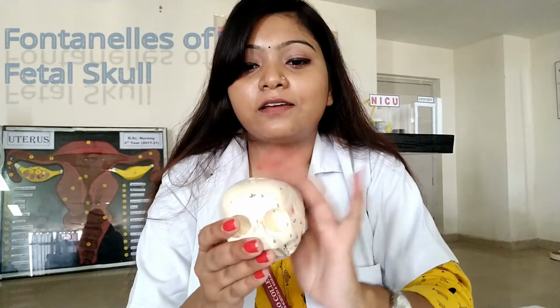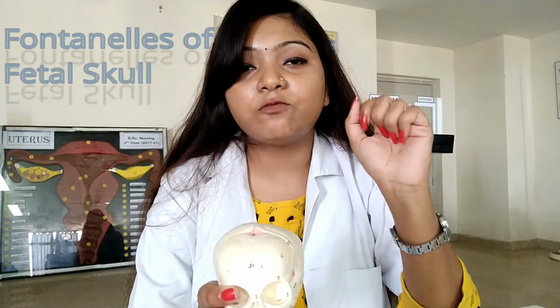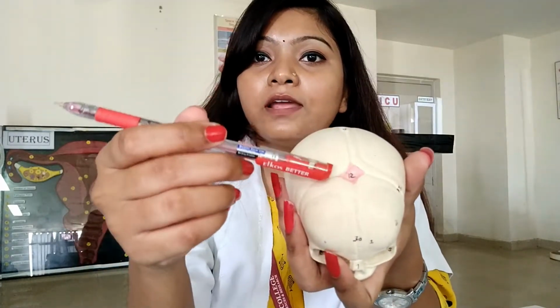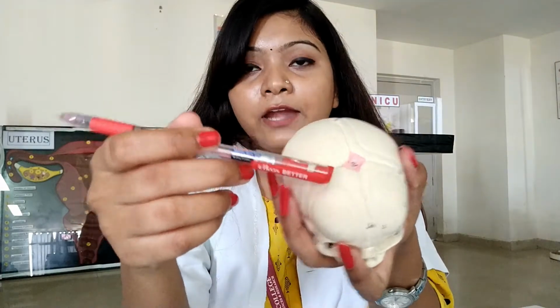Now moving to the fontanelles of the fetal skull. There are specifically 6 fontanelles in the fetal skull, but out of them only 2 have obstetrical significance. So these are the fontanelles here. As you can see, this pink one is called the anterior fontanelle, and posteriorly this is the posterior fontanelle.